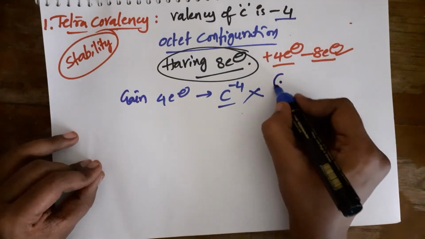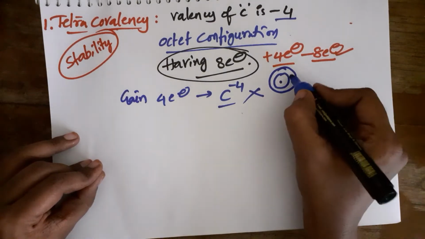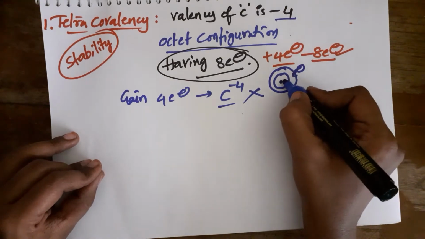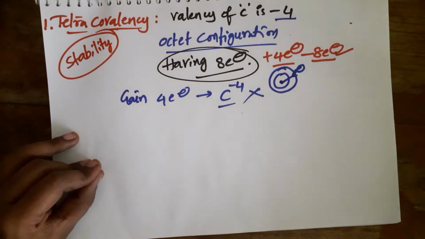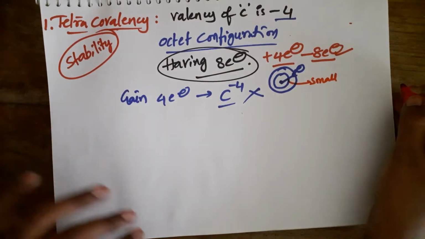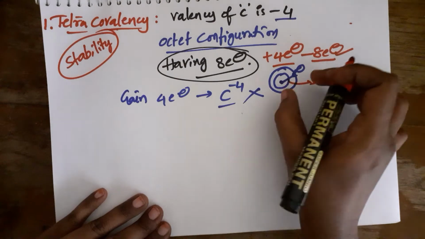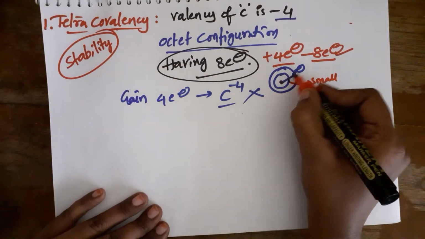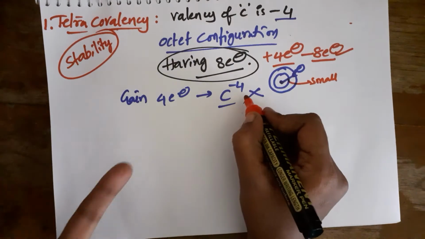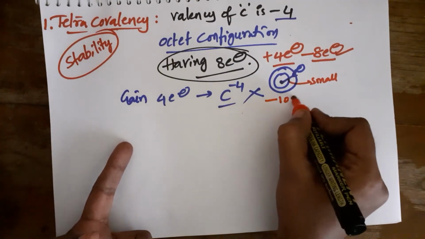The nucleus has only 2 orbits, right? The outermost electrons are present here, and the distance between the nucleus and the outermost electron is very small. So the attraction between the nucleus and the electrons is more. If we accept 4 electrons, the total number of electrons becomes 10.